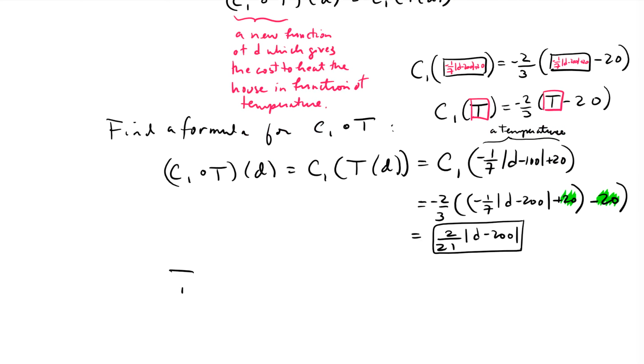I could also calculate something like t of c1 of d, but that would make little sense. In this context, it makes no sense because c1 is a function that needs to take in a temperature and not the day of the year. So this would be undefined in my problem. But if I'm given two arbitrary functions, I can actually calculate the composition and get something that's different depending on the order in which I compose the functions.